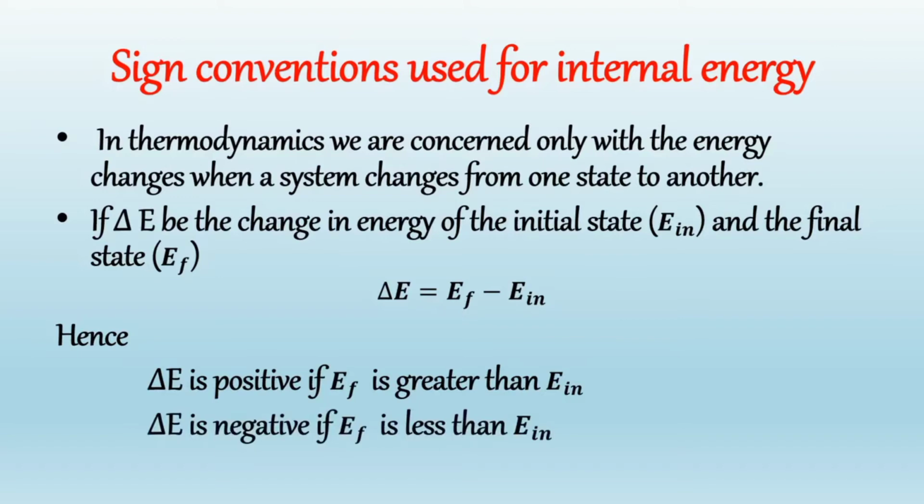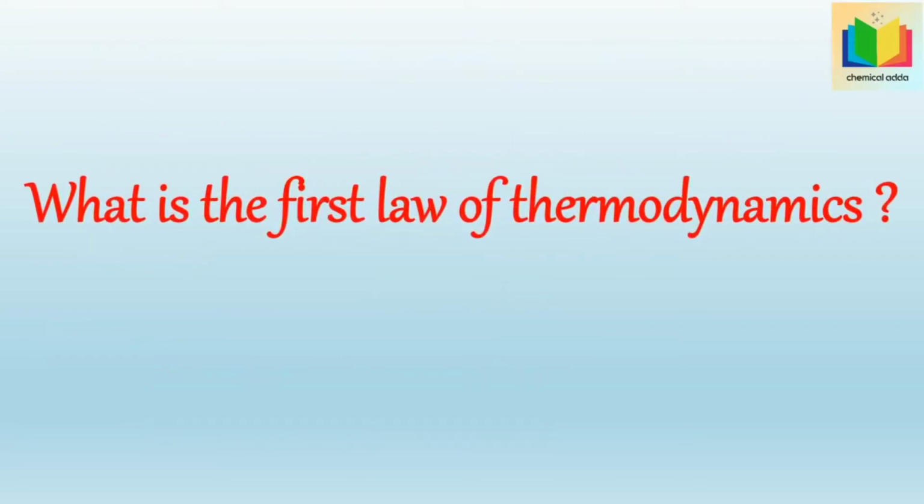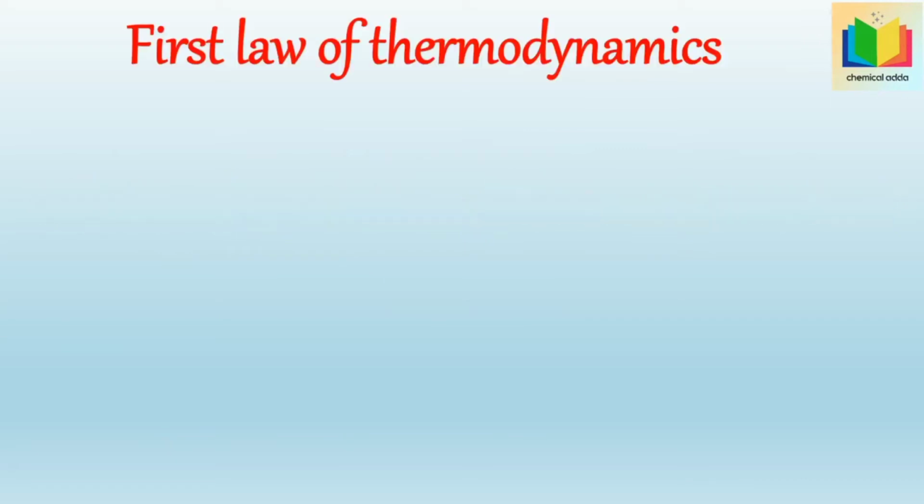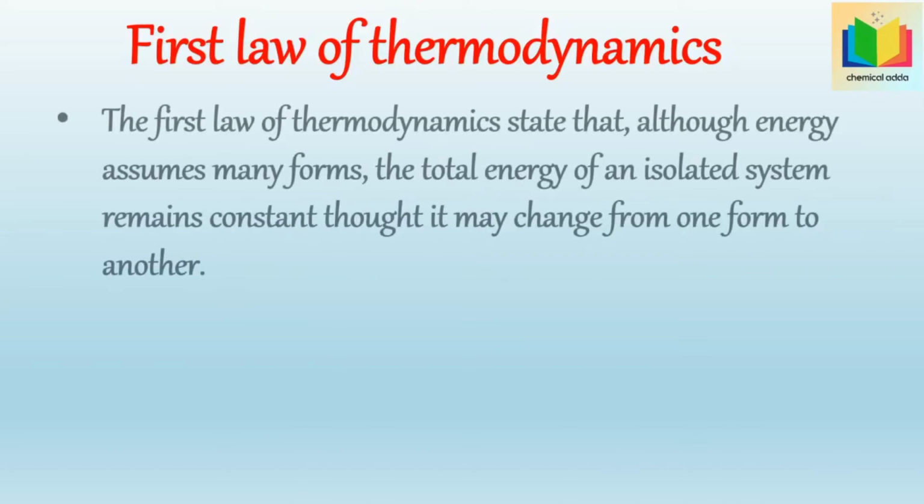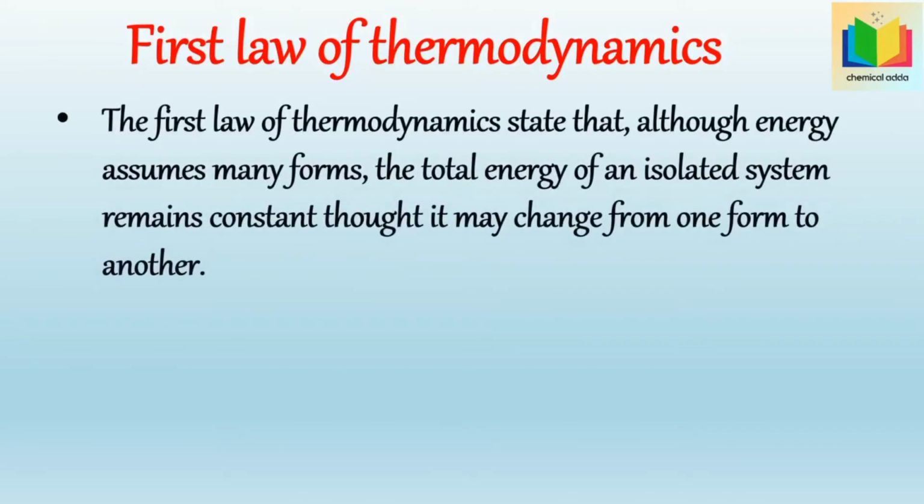Now, next question. What is the first law of thermodynamics? So, the first law of thermodynamics is an application of the law of conservation of energy to the thermodynamic system. Hence, the first law of thermodynamics states that although energy assumes many forms, the total energy of an isolated system remains constant, though it may change from one form to another.